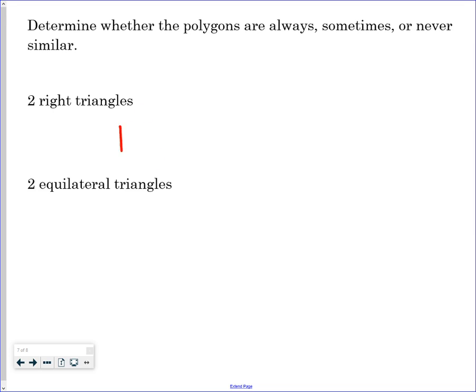So 2 right triangles. Here's a right triangle. Here's a right triangle. Said similar. Are they always, sometimes, or never true? So I think the angles are easier for me to understand. I start with the angles first. What do the angles have to be in order for us to say that two triangles are similar? The corresponding angles have to be congruent, right? They have to be the same.